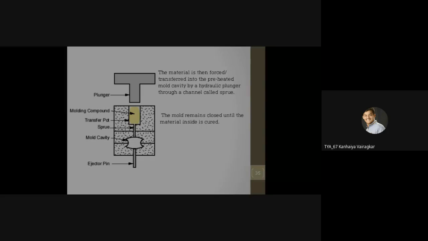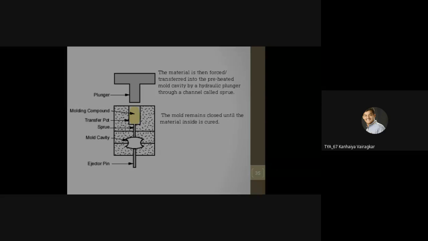At the top you are observing the plunger. Then there is a molding compound, which is shown in yellow color. This molding compound is filled in a transfer pot. Keep it in mind: in compression molding, we used to fill it in a mold cavity. Here we have kept it in a transfer pot. Are you getting the transfer pot? Then this transfer pot is connected to the mold cavity by using a sprue.